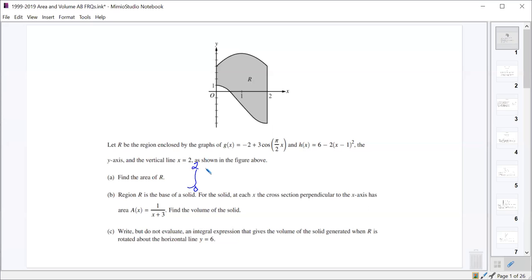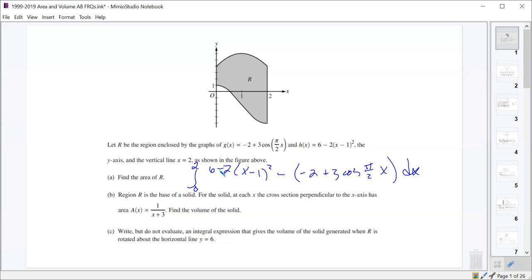The upper function, like we said, 6 minus 2 times (x minus 1) squared. And then minus the lower function of negative 2 plus 3 cosine(pi over 2 x) dx. Everybody good with that generally? Then let's go through and evaluate it.